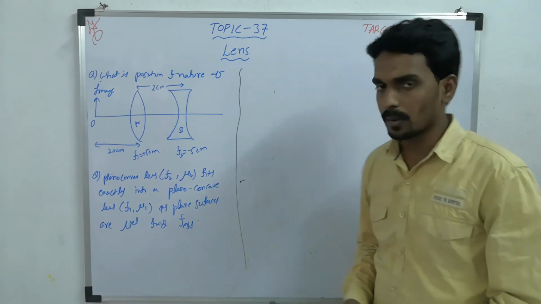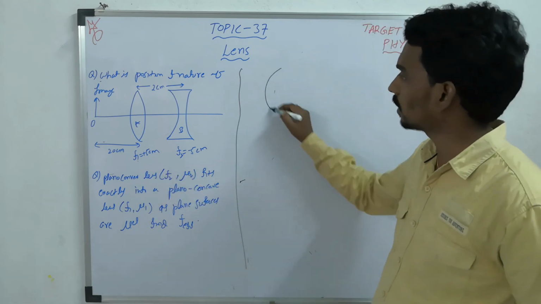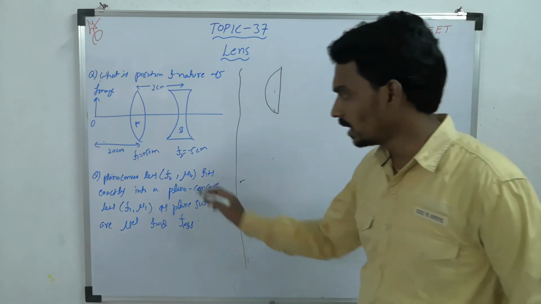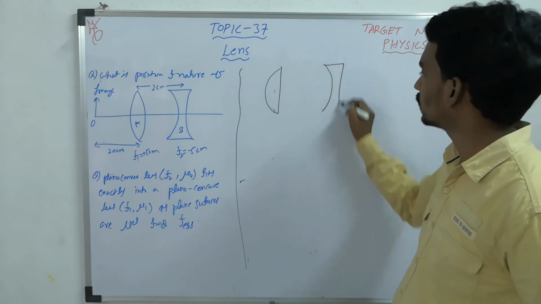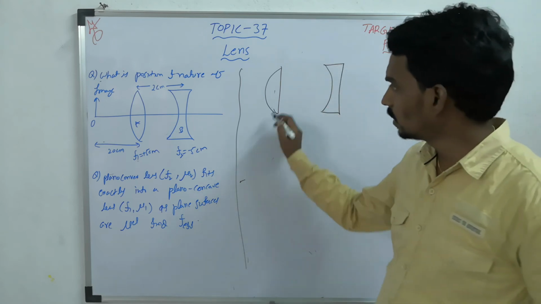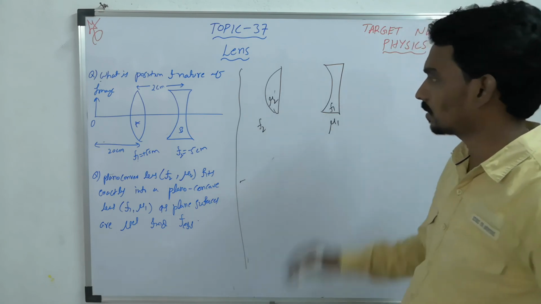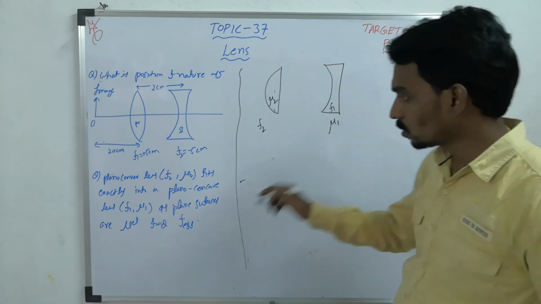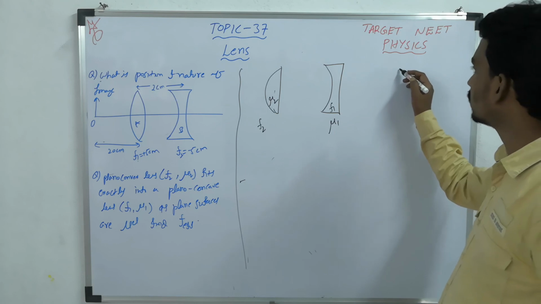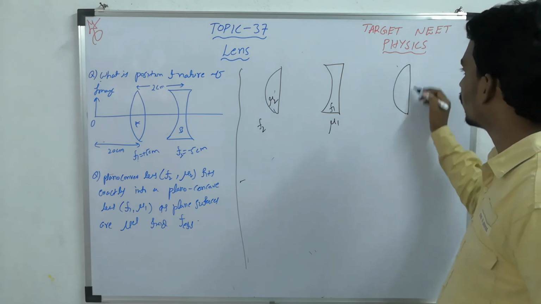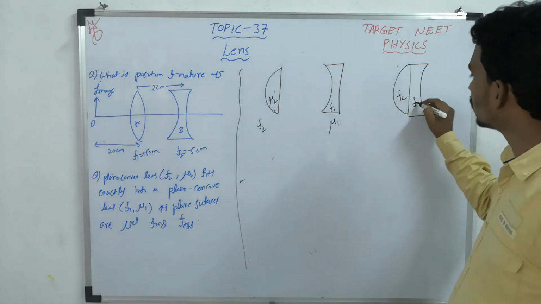That is based on combination. There is one plano-convex lens, with one side plane, and there is one plano-concave lens. Now this one has focal length f2 and refractive index mu2, and this one has focal length f1 and refractive index mu1. Now these two are kept in contact such that the plane surfaces are parallel, like this. Now this is f2, this is f1.